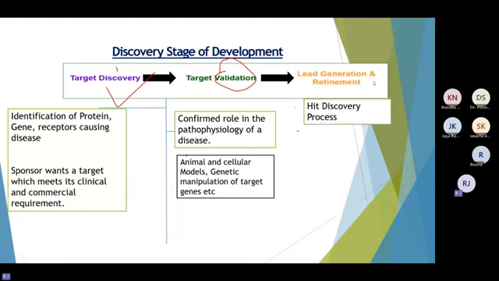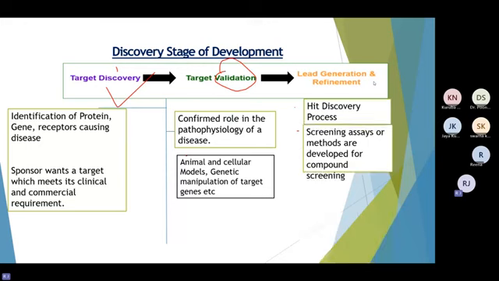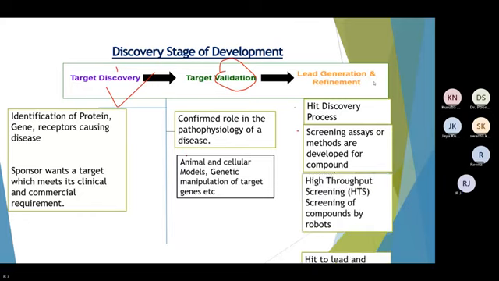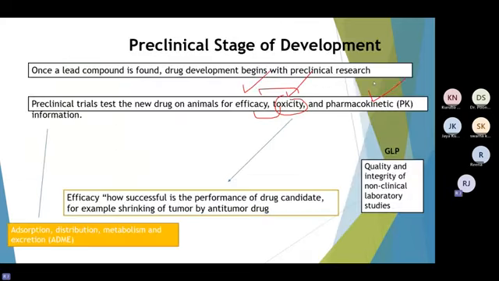What do we do here? We have identified the target, we have confirmed here in target validation. In lead generation and refinement, we try to create different molecules. Then we modified that molecule and we try to identify the best molecule. After identification of that best molecule, the second stage, which is the preclinical stage of development, starts.